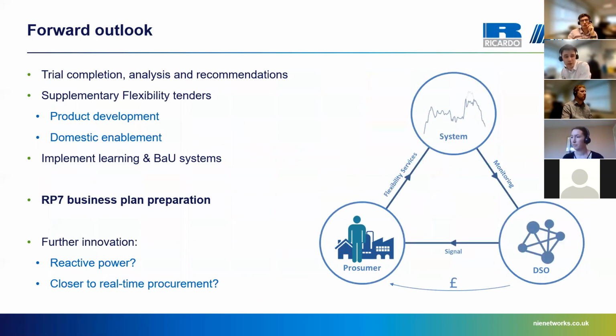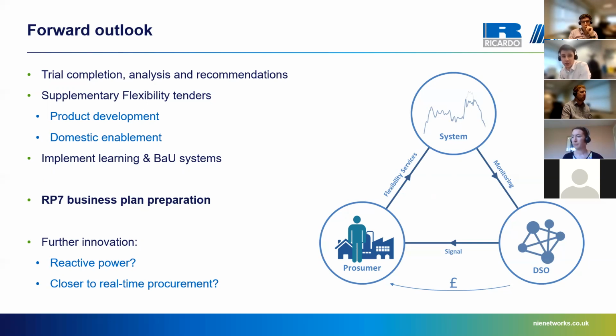So as we look ahead, as I mentioned, we have to complete our trial, we have to analyze the results and, I suppose, make recommendations. We are considering supplementary flexibility tenders to really implement our early learnings. So we've had a huge amount of learnings from the initial feedback on our products and tender process, and we want to try that again whilst we're under the Flex project umbrella, and also then continue to look at how we can further enable particularly domestic flexibility.